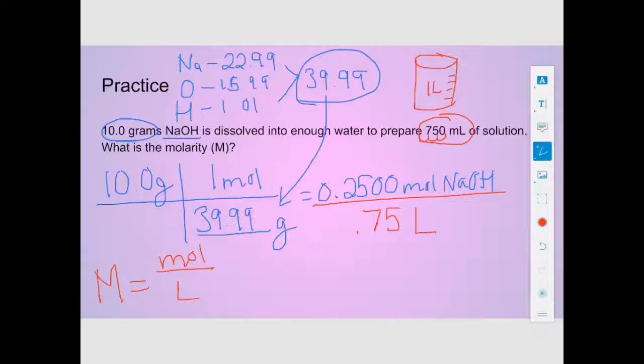Okay, 0.25 divided by 0.75, you plug that into your calculator, and our final answer down here is going to be 0.3334 molar for our units. That's it. That's how you do this. So for the next 2 problems, give them a shot on your own, try them out by yourself, and then have me check them in the video coming up.